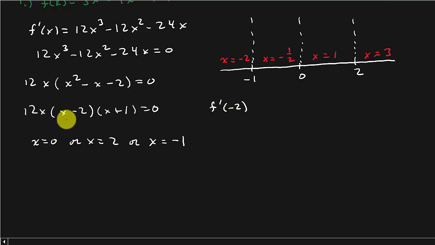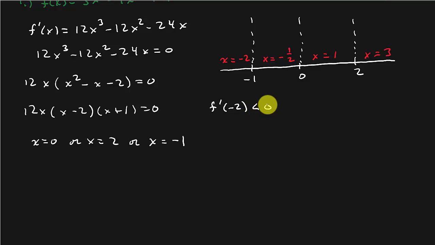And then if I do -2 minus 2, that's a negative number. And if I do -2 minus 1, that's a negative number also. So this would be a negative times a negative is a positive times a negative is negative. So this is less than 0. Now, I don't care what the exact number is. All I care about is is it positive or negative.